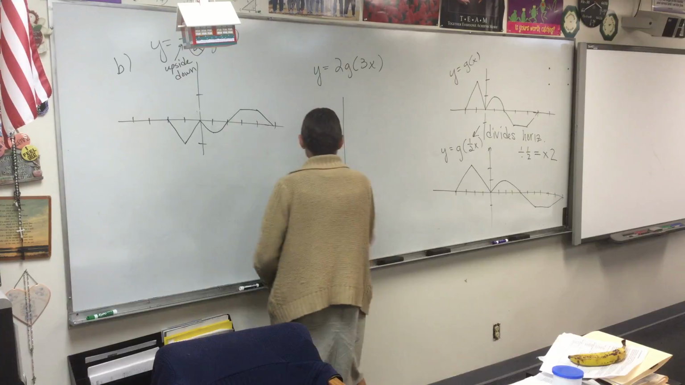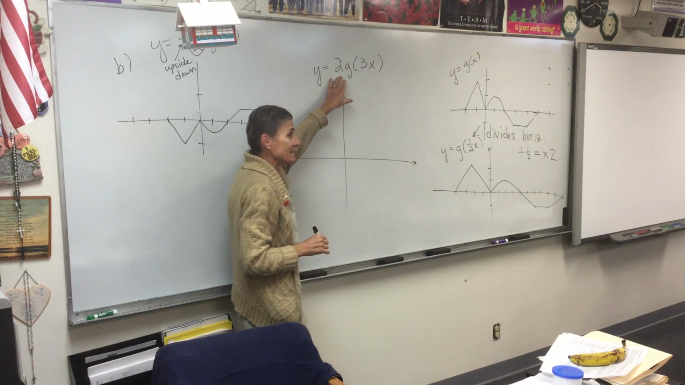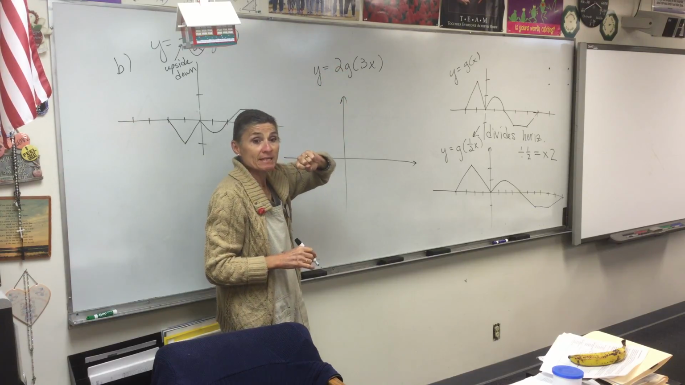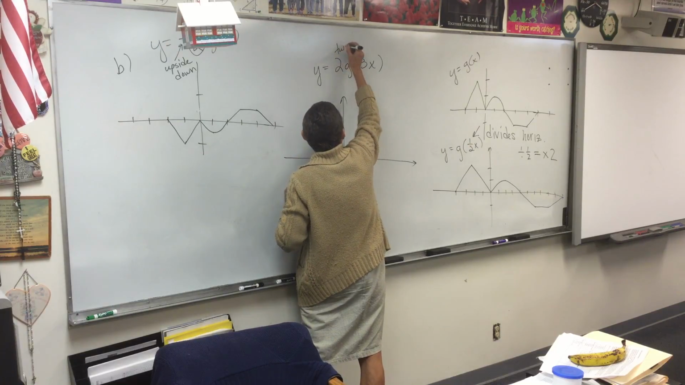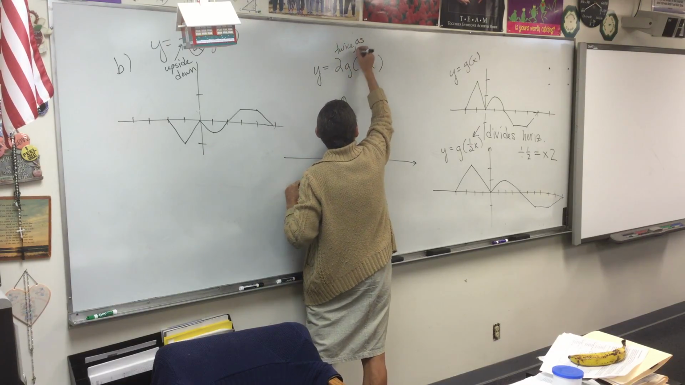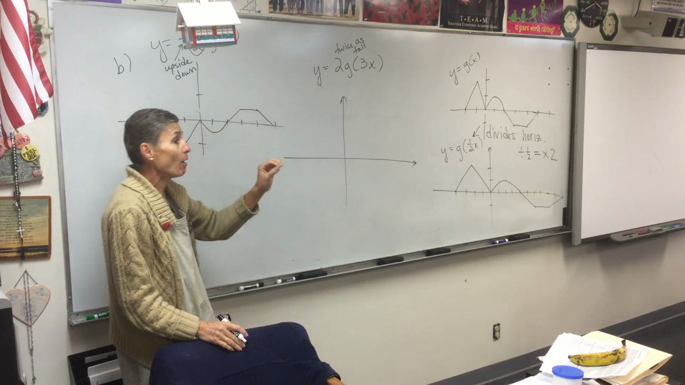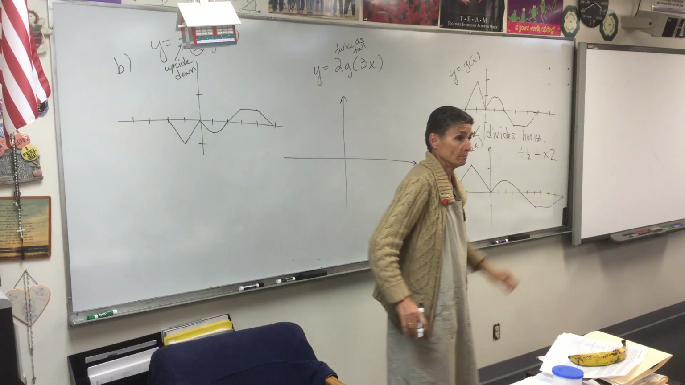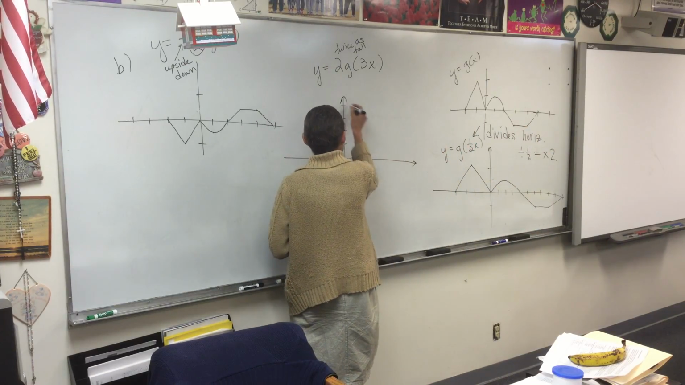All right. Tell me what's going on. What does this 2 do? Pay attention to where it is. Where is it? Makes it bigger. It makes it twice as tall. Yeah. And I'm going to write that down. Twice as tall. A number out in front multiplies the vertical. There's a 2 out there. It's going to be twice as tall.